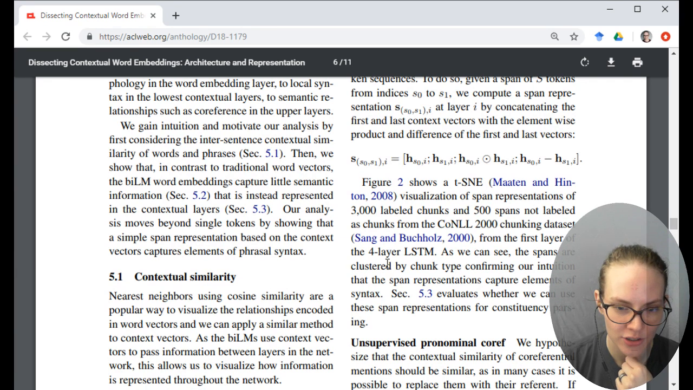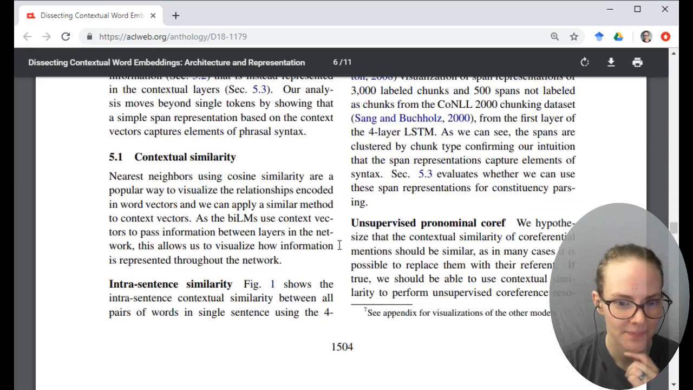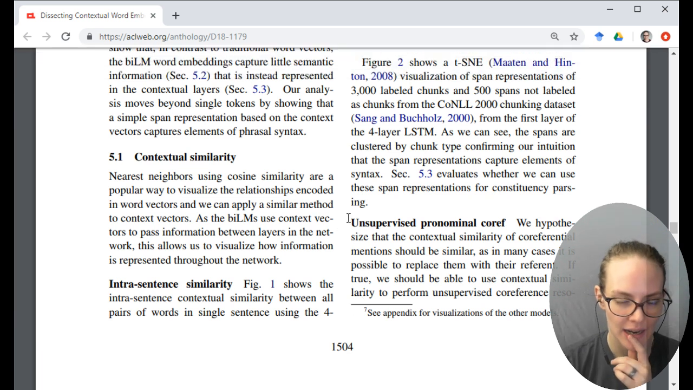As we can see, the spans are clustered by chunk type, confirming our intuition that the span representations capture elements of syntax. Oh right, we said that. Unsupervised pronominal coreference. They say see section 7 for visualizations of other models, appendix for visualizations of other models. Unsupervised pronominal coreference. We hypothesize that the contextual similarity of coreferential mentions should be similar, as in many cases it is possible to replace them with their referent.